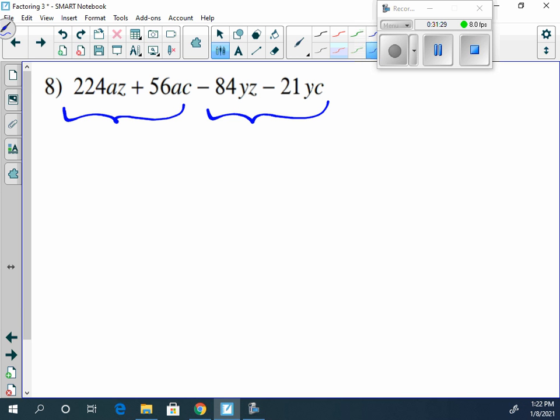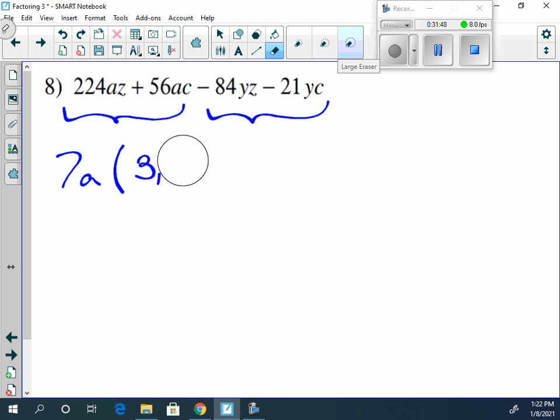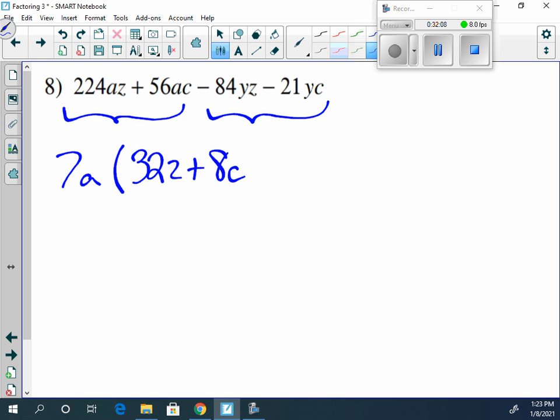So we could factor out 7a, because both of these terms have a, yes? So we could factor out 7 from 224. And if we factor that out, or divide 224 by 7, what is that, 32? We have 32z, plus 7 out of 56 would be 8c.